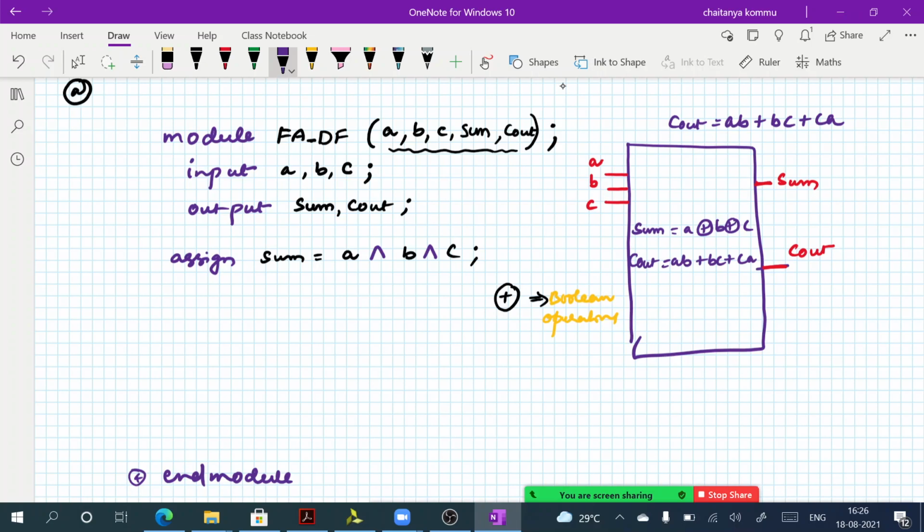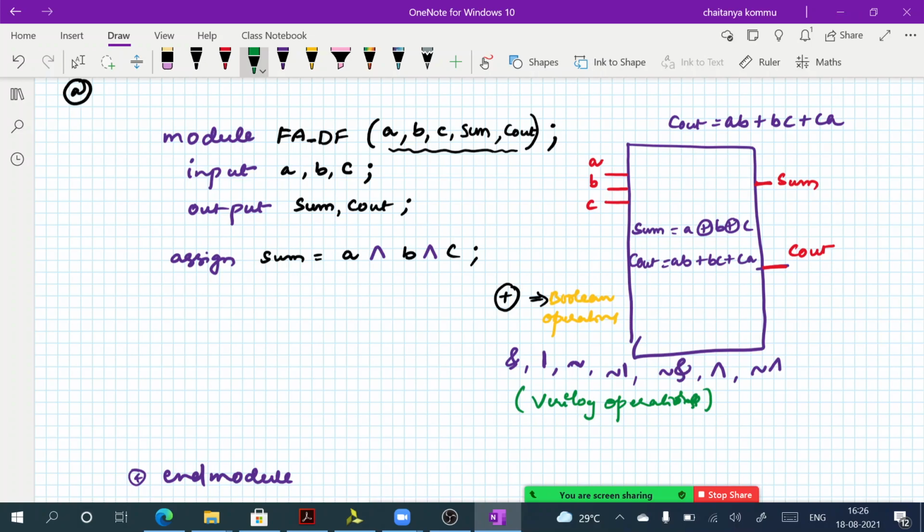AND means this symbol we have to use, OR means this symbol, NOT means negation. NOR means not OR, NAND means not AND, XOR means this one, XNOR means not of XOR. So these are called Verilog operators in data flow modeling. In data flow modeling, these are the operators that we have to use.